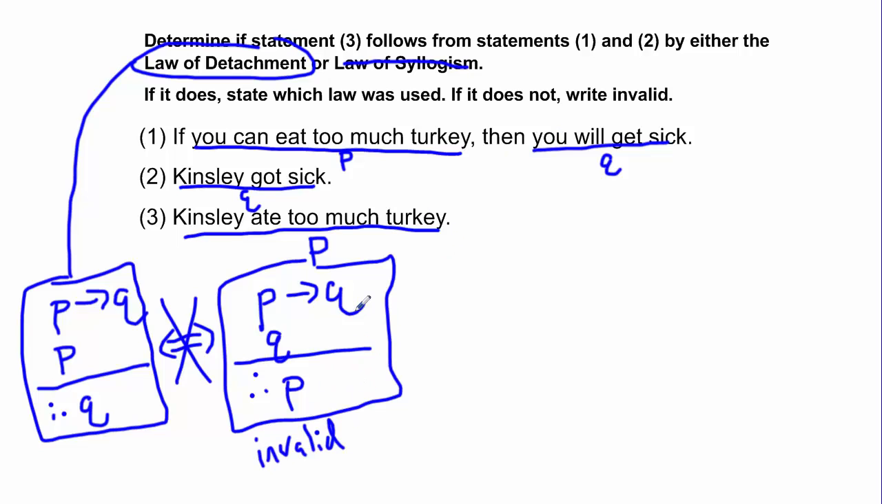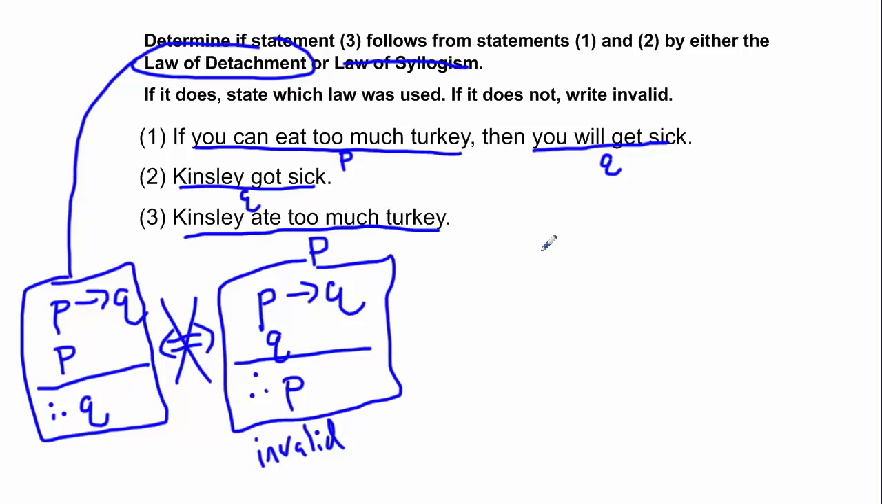And if you're wondering why this is invalid, because she got sick, we were already told in this conditional that if you eat too much turkey, you'll get sick. And she got sick, so why wouldn't it make sense to say that she ate too much turkey? Well, just because Kinsey, I'm assuming it's a female, I could be wrong, got sick does not mean that she ate too much turkey. There are plenty of other reasons why this person could have gotten sick. Okay, so she could have gotten sick from eating too much candy. We don't know. All we know is that she got sick, but how she got sick, we don't know. We can't come up with that conclusion.